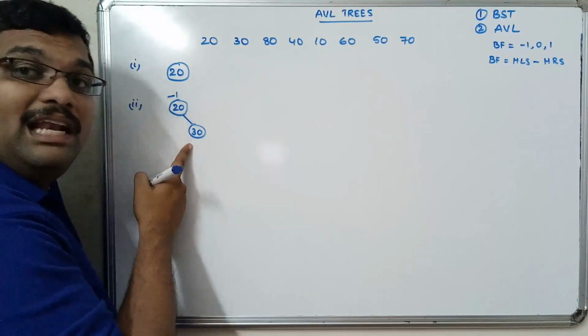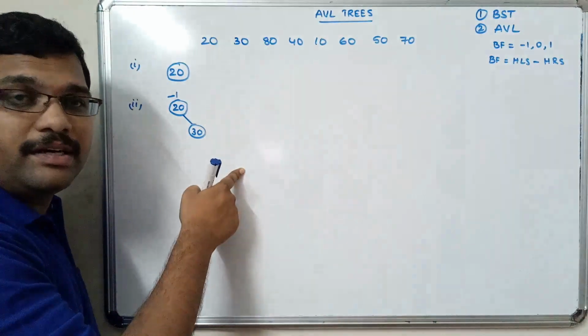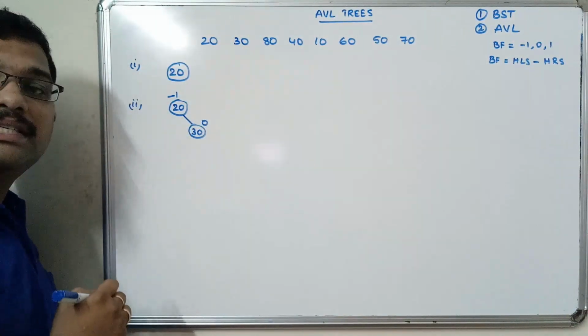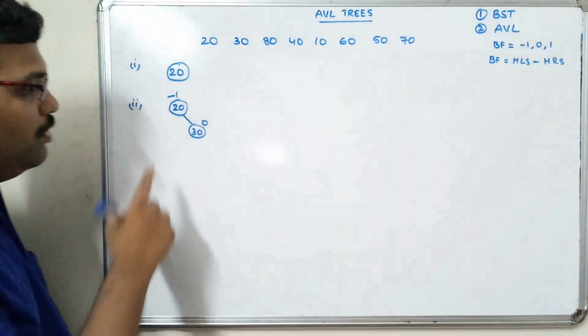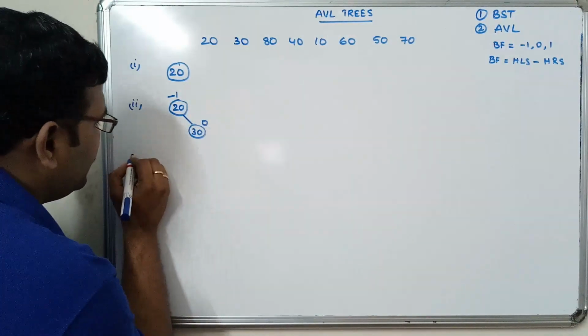For 30, it is a leaf node. So there will be no right children and left children. So that's why the balancing factor will be 0. So -1 and 0, both are within the range. So this is also correct. It's balanced, right? It's balanced.